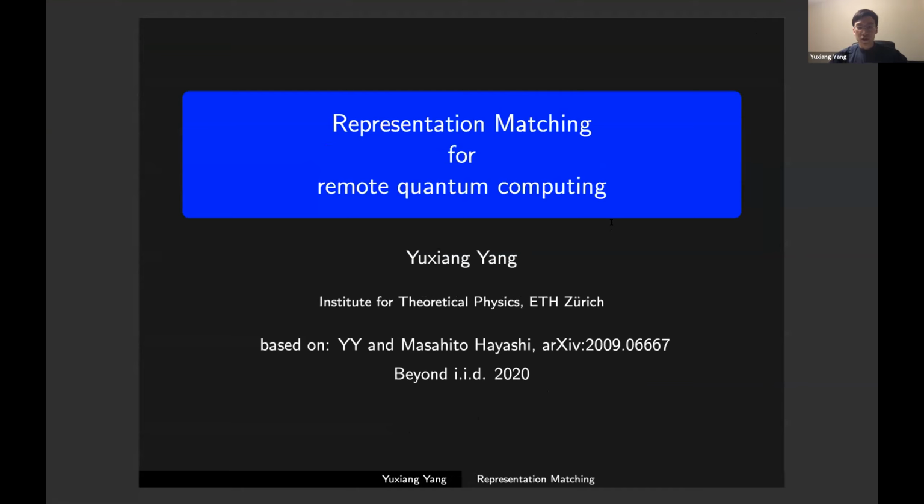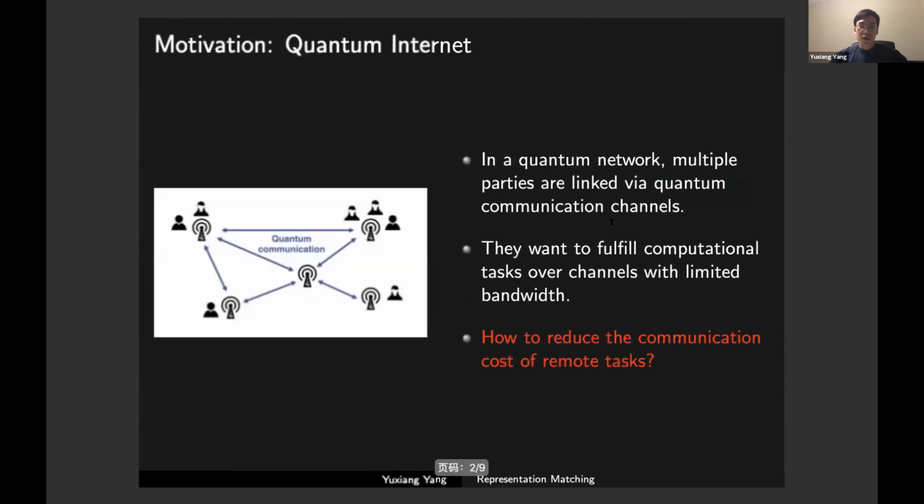The motivation of this work actually comes from a quantum internet setting. Imagine in a quantum network, remote users want to fulfill computational tasks. And as a company that provides service to those users, you may think of any possible way of reducing the communication costs of fulfilling such tasks. Based on this motivation, we design a protocol that achieves this goal.